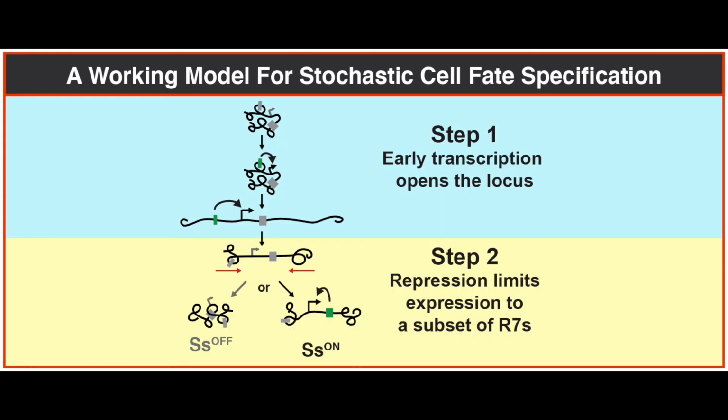Together, our findings support a two-step mechanism controlling the stochastic specification of the R7 photoreceptor. In step 1, a pulse of expression opens the gene locus. In step 2, repression and compaction limit spineless expression to a subset of R7 cells. These data highlight a dynamic, codependent regulation between expression and compaction in stochastic sulfate specification.